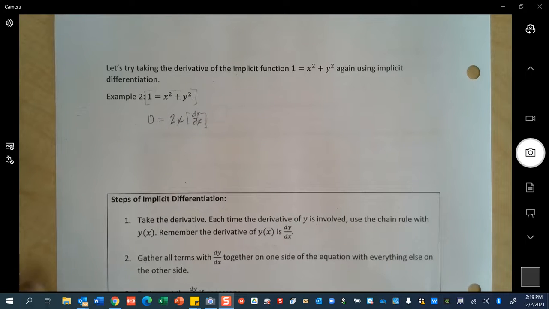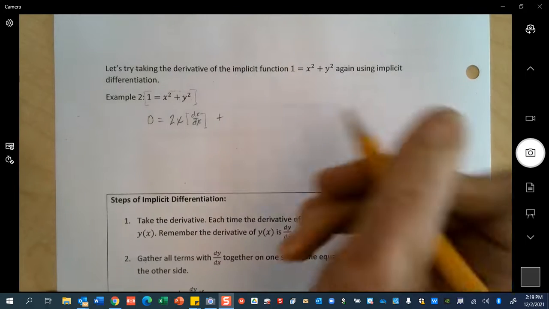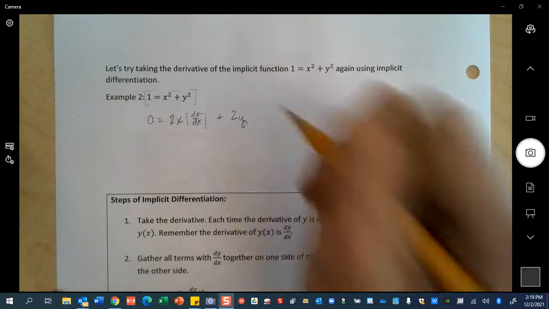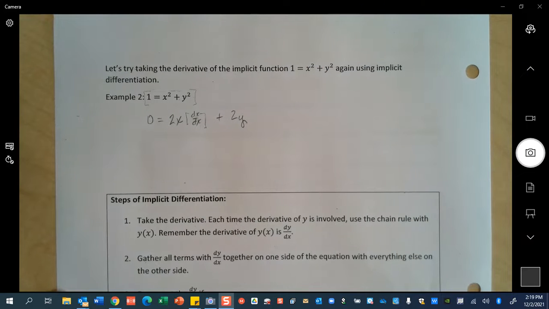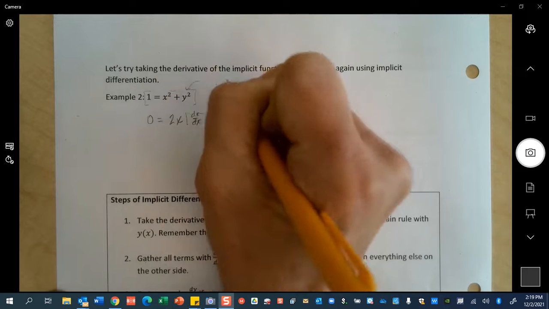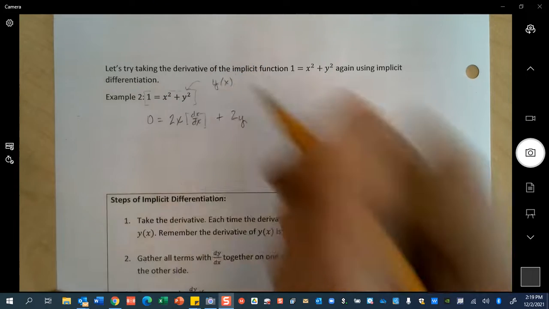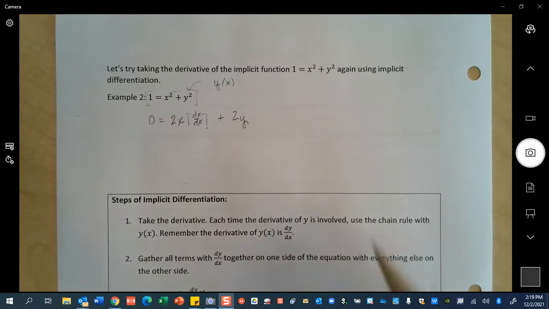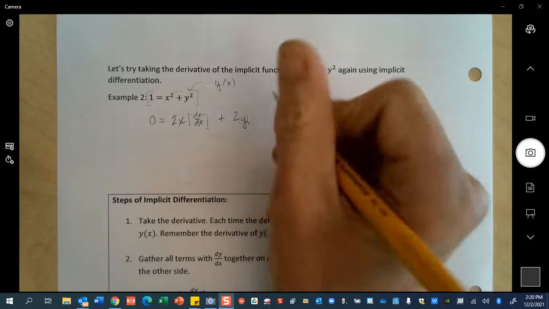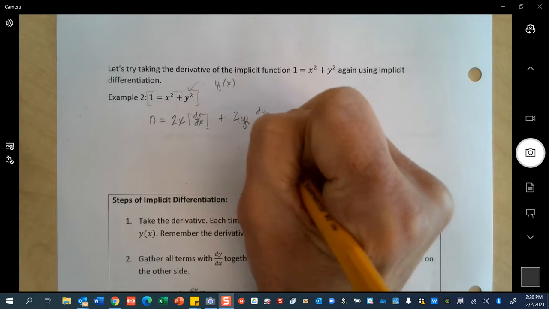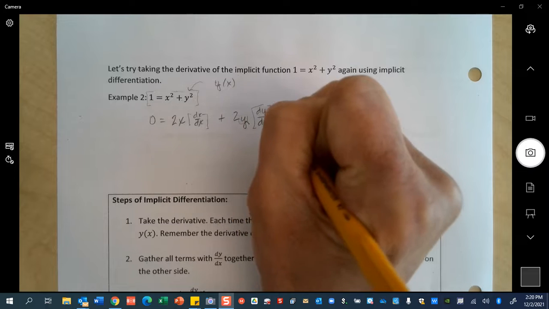Okay? Then when I take the derivative of y, I have 2 times y. But I have to remember that this y is that result of or function of x. So I have to take the derivative of this y, which is dy dx.